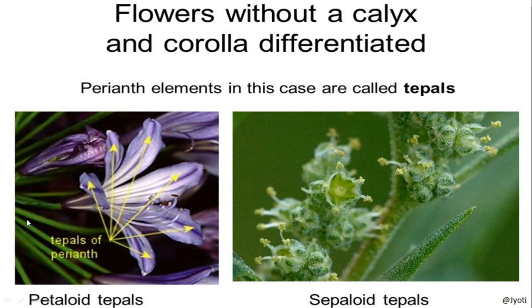Here you can see that I have given two pictures. In the flower on the left side, all are colorful structures. So this is petaloid tepals, because petals are usually colorful. But here you can see all the floral leaves are green in color. So this is called sepaloid tepals. That means they are sepal-like, green in color.